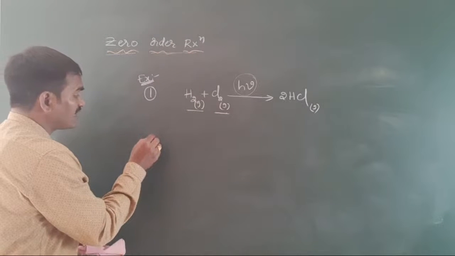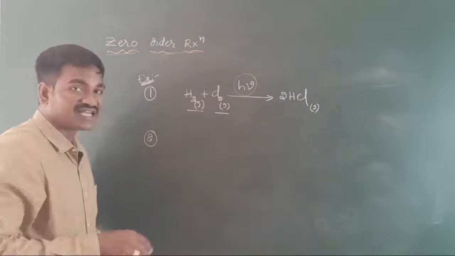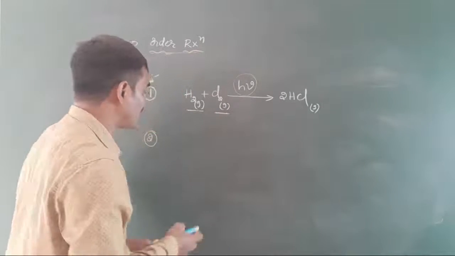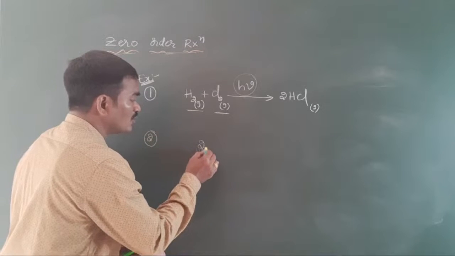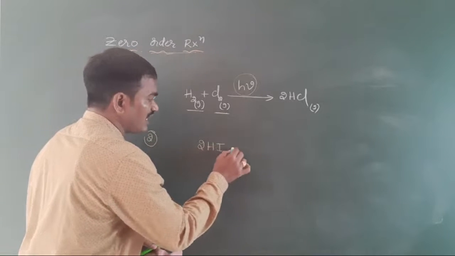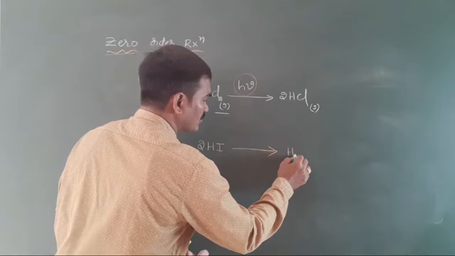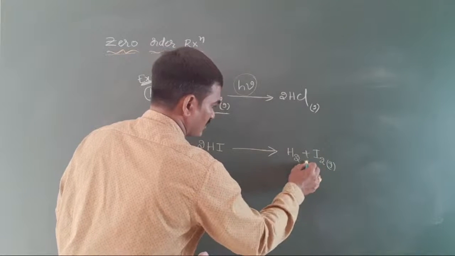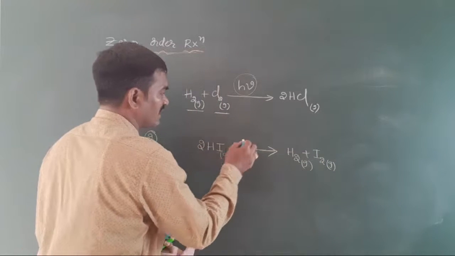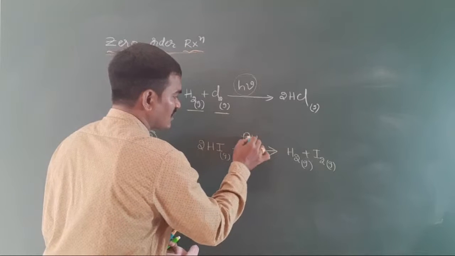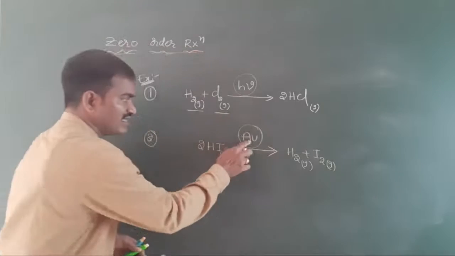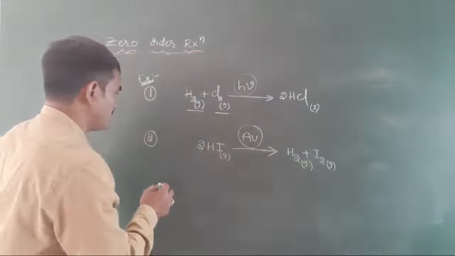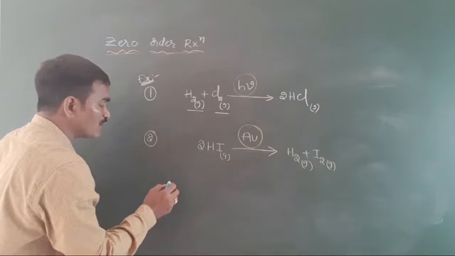Next, second, you know very well, that is reactions which are taking place on the metal surface. For that example, you can take 2HI gives H2 plus I2. Now you can take like this, in the presence of gold surface. Who is providing the surface here? Gold is providing the surface. Everyone should focus here. One more example I want to give you for the metal surface.